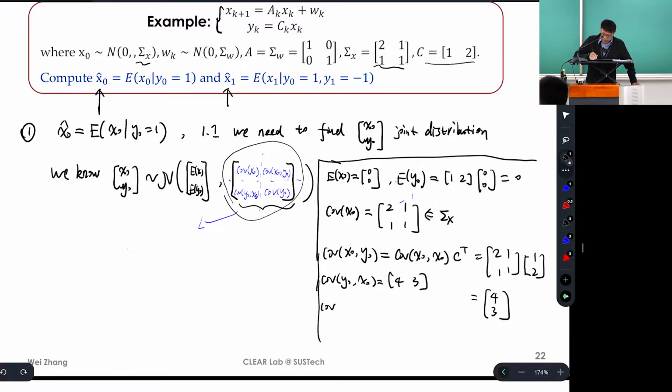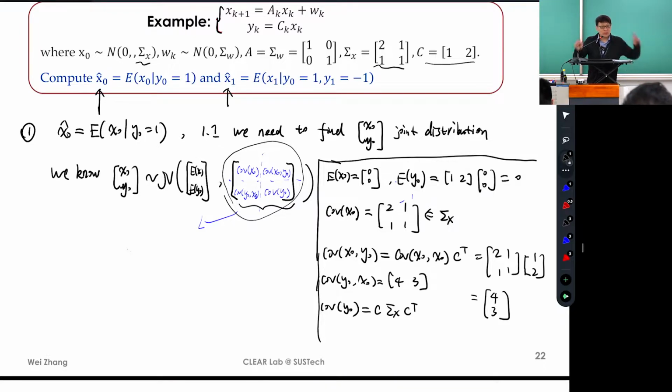The only thing left is the covariance of Y. Covariance of Y with itself, right? So that's what? It's C times sigma X times C transpose. I jump one step only, right? It's the covariance of CX0 with CX0. So C will be moved out to the left and to the right, and the one to the right has a transpose. Okay, so I think it's 10.